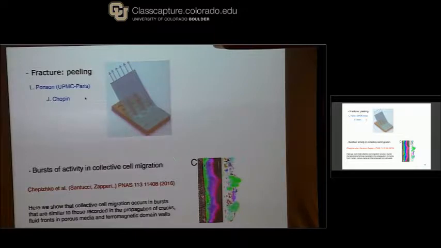There are other systems like fracture and peeling. There are some experiments now in Paris. There is also a paper by Zapperi, Santucci, and others, who are looking at more disordered elastic systems. Essentially, now they are looking at cell migration. They also found bursts there, and they want to make connections with the propagation of cracks.